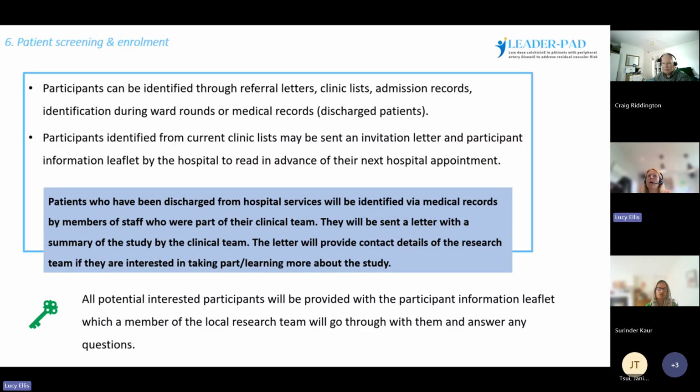Just to note, all potential participants do need to be provided with the PIL, which a member of the local research team needs to go through with them and answer any questions. In terms of what sites are doing across the board now, it's a mixed approach. Some are finding it easier to approach patients on the wards. Patients that have come in for surgery consider themselves as having had a near miss, and they might be more willing to engage and talk about the study. Others are finding it easier to approach patients at an outpatient appointment. So it's about finding the model that works best for your team.